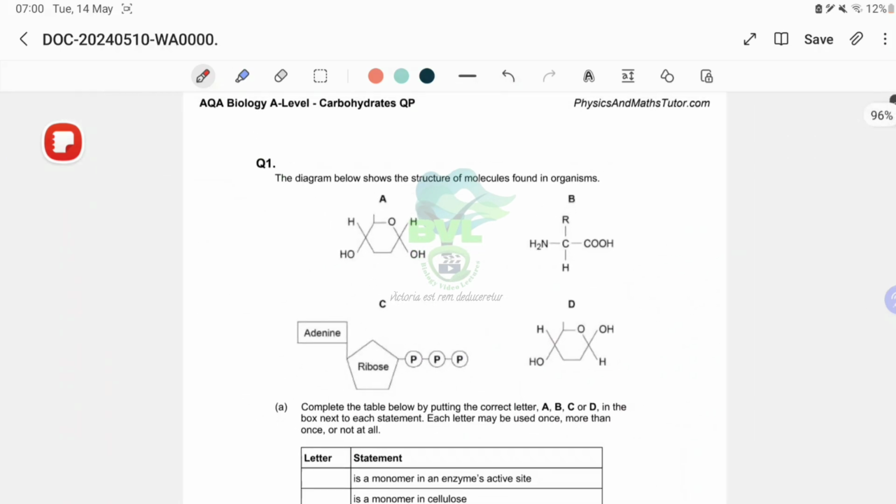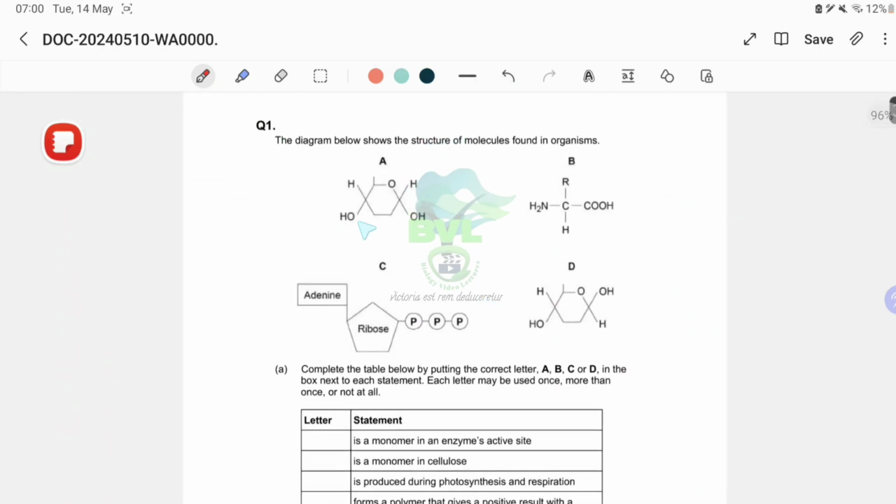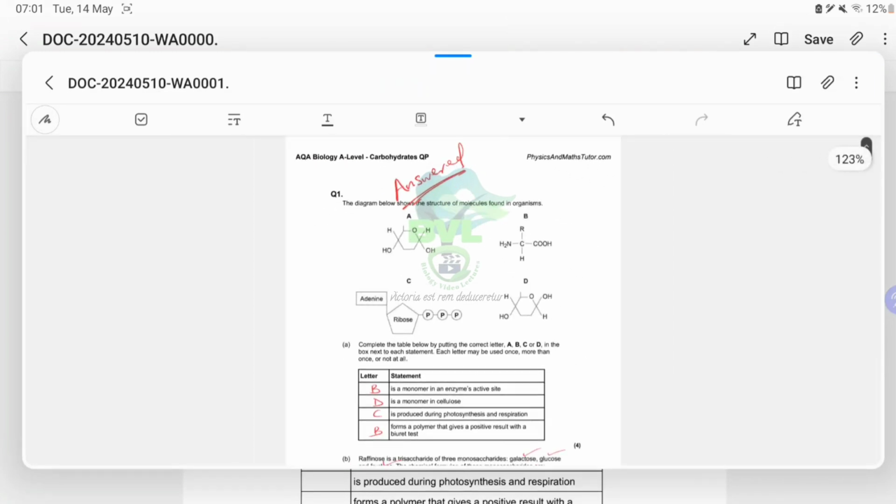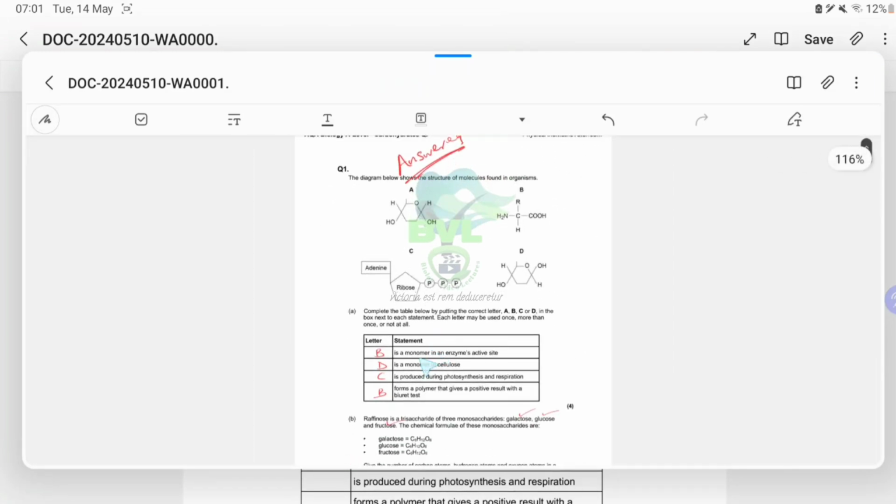So I want you to pause the video here and look at the structure of each of these organic molecules, to see which of them matches each statement. If you've done that, I'm going to give you the answer now. B says it's a monomer in an enzyme active site. The idea is to show you that it's an amino acid.